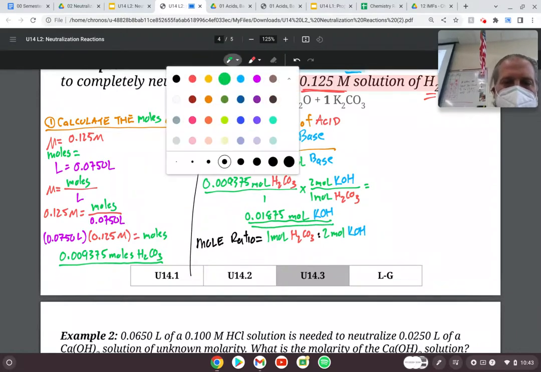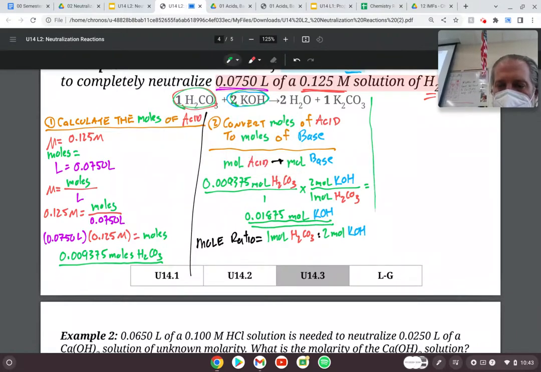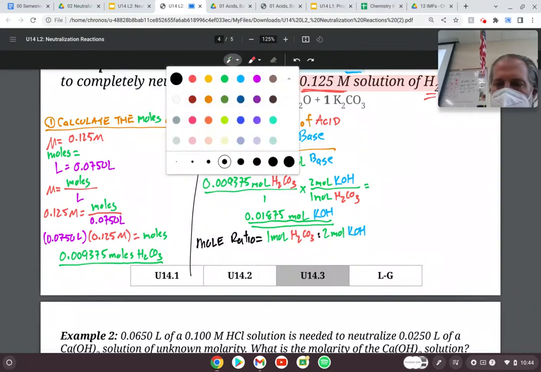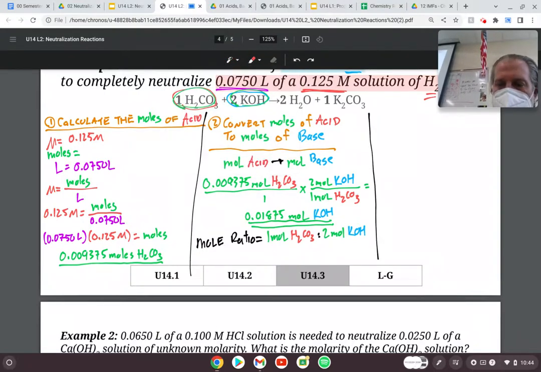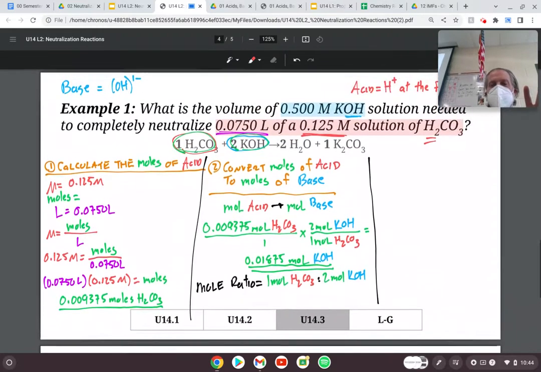So that's our second step complete. So now, how do you find the mole ratio? I used the balanced chemical equation and I compared the two things that were given to me in the problem. The two things given were KOH and H2CO3. I looked at the balanced chemical equation and saw that there was one H2CO3 and two KOHs. So that's where I got my mole ratio from.